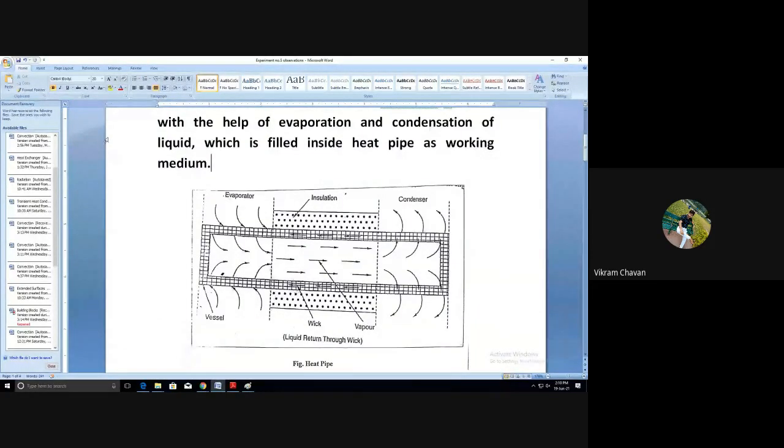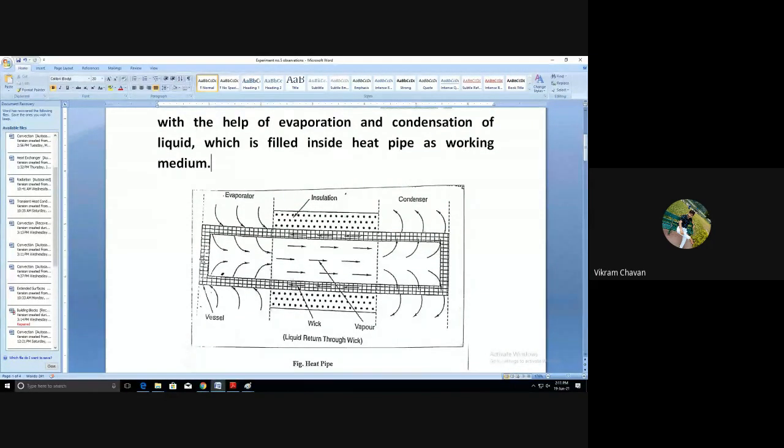First of all, we try to understand the evaporative section. The evaporative section is placed near the heat source, from where we want to carry out the heat and transport it to another location. At the source location, this evaporative part is placed. The heat source is continuously releasing heat, and that heat will be provided to this evaporative section.